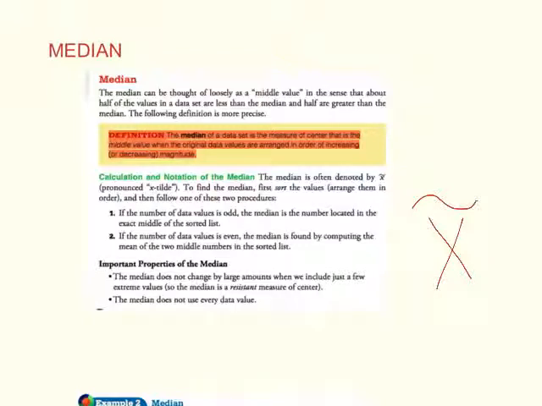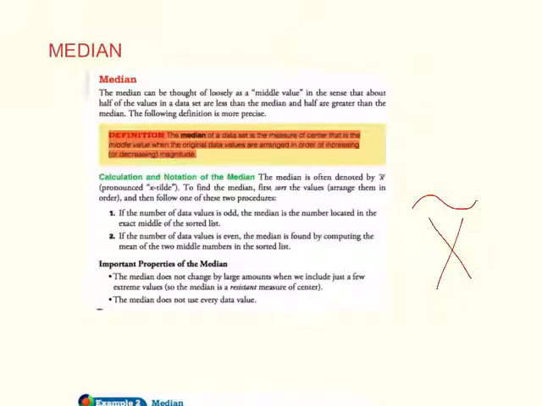An important property of the median is that it does not change by large amounts when we include just a few extreme values. Because if you think about it, since you're arranging them in order and then just finding the middle point, if you've got one really large number on one side, it doesn't really change the middle value any more than a much smaller number on that same side would.